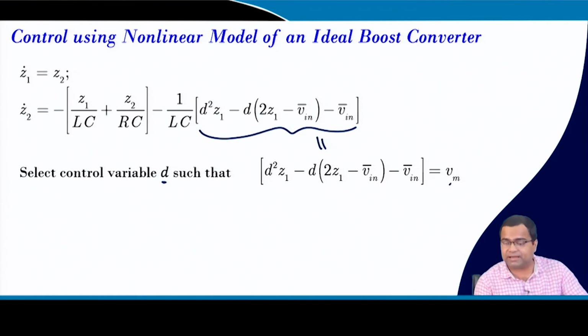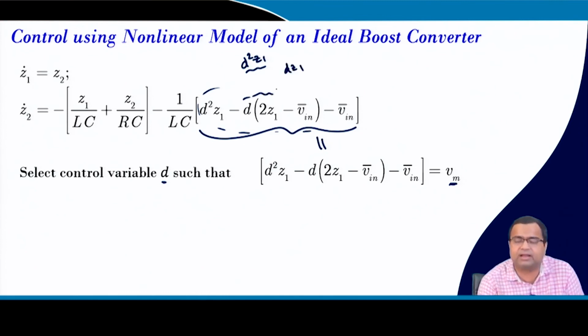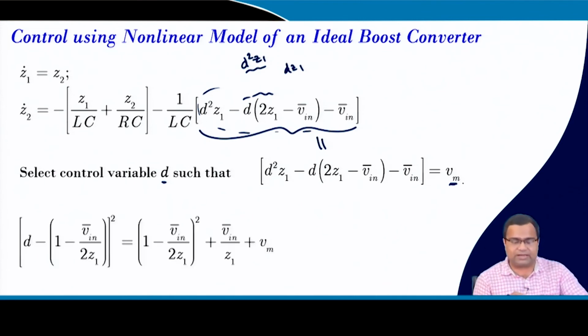So select the control variable D such that this quantity can be replaced by Vm, so that there is no nonlinear function, because there is a product of D square Z1, which is a nonlinear term, right? D into Z1, which will come from here, is also nonlinear. And the input voltage offset we want to eliminate. So we want to make a linear combination.